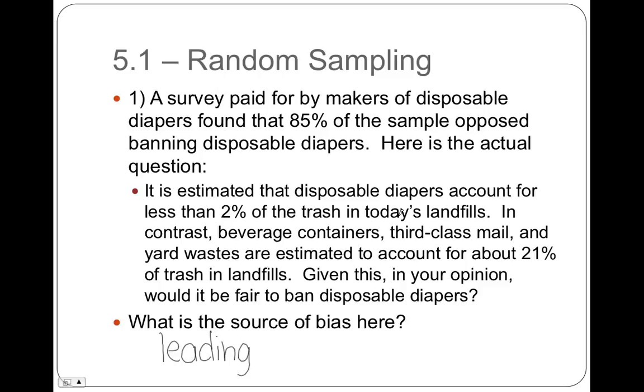The question gives me all this information about how diapers aren't that bad, and then asks your opinion about banning disposable diapers. They didn't present equal information on both sides of the issue. They gave me one side and then asked my opinion. They didn't mention how difficult it is for these disposable diapers to decompose as compared to yard waste. They didn't mention the other side of the issue. They just gave one side that furthered their cause and then asked for your opinion. So this is a leading question, which is likely to lead to response bias.